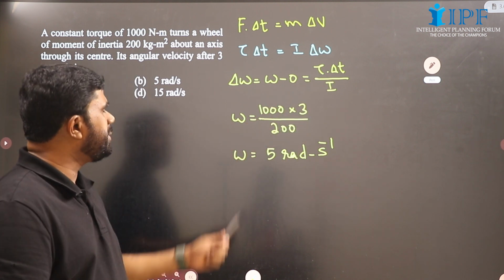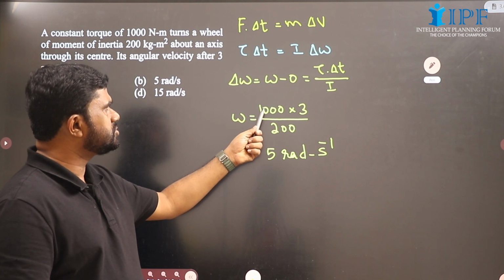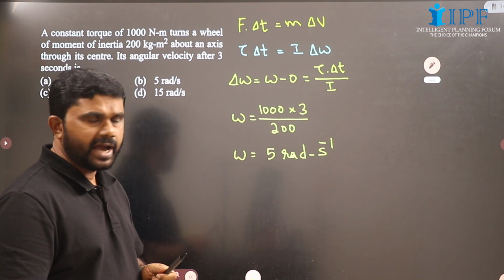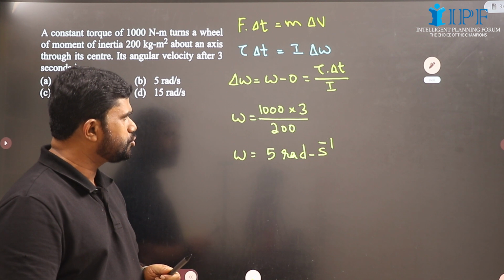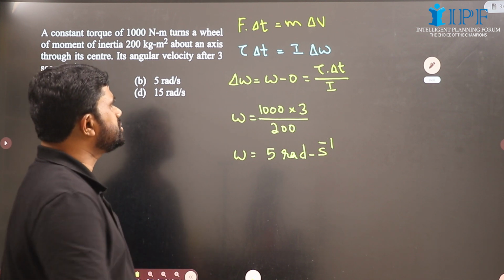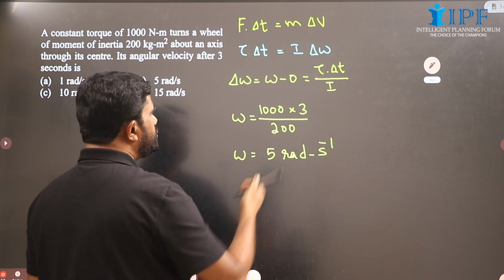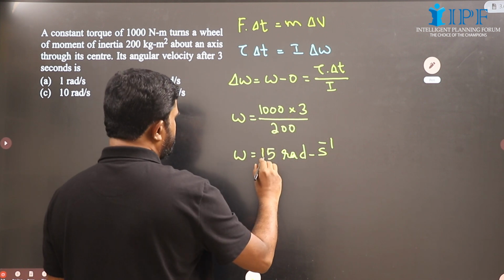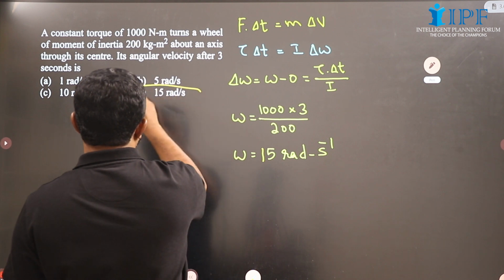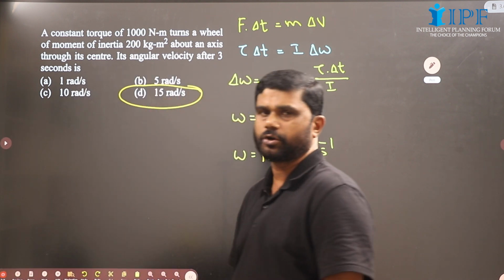So omega will be: tau is 1000, delta t is 3 seconds, and moment of inertia is 200. So this will be 1000 divided by 200, that is equal to 5. 5 into 3 will be 15. So 15 radians per second. So this is the correct option.